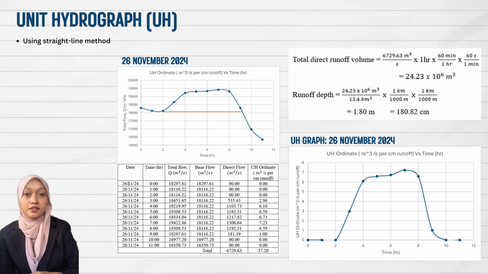For the data on 26 November, we will follow the same steps as described above. The total direct runoff volume will be 24.23 times 10 to the power of 6 cubic meters, and the runoff depth is 180.82 centimeters.